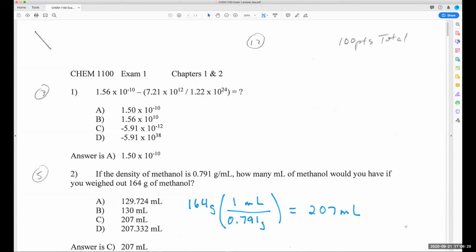If we are in grams and we want to switch to mils, we use the grams per mil density value to make that transition. So we wanted to have grams in the denominator, mils in the numerator. Then the grams cancel. If we do the math, we get 207 rather than 207.332 because we have 3 significant figures in our density value and also in our weight. So we want 3 significant figures in our answer.